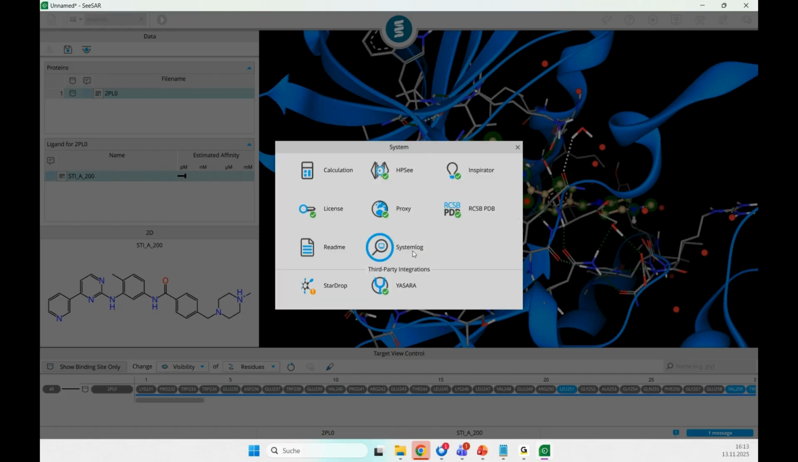System log is if sometimes mistakes happen and you cannot follow up why a particular docking or rescoring did not work out. So this is where you can collect this information to provide it to our support team. And we also have third-party integrations, namely Stardog by Optibrium and Yasara, which can be adjusted here for their settings.